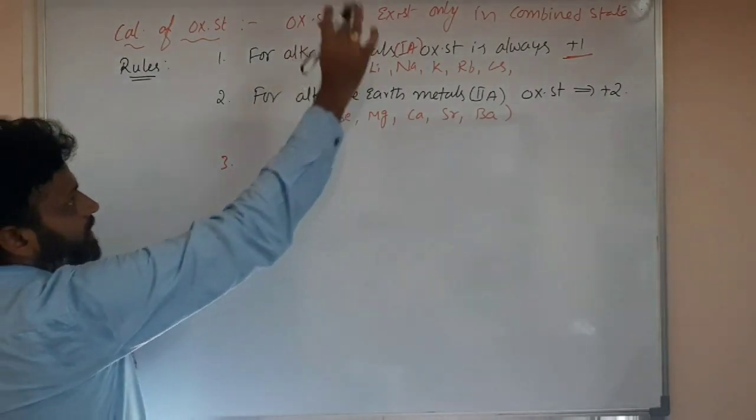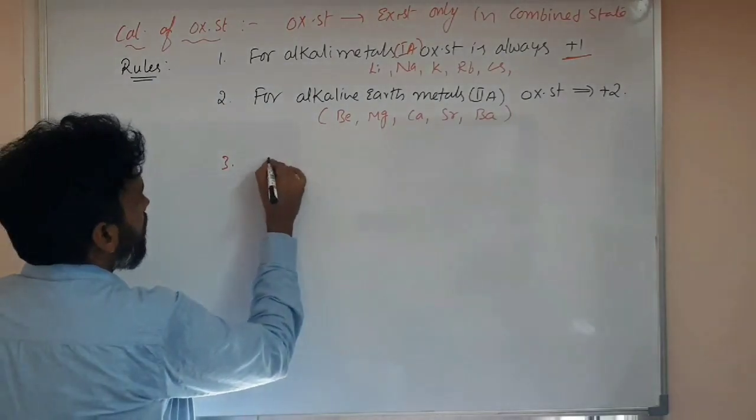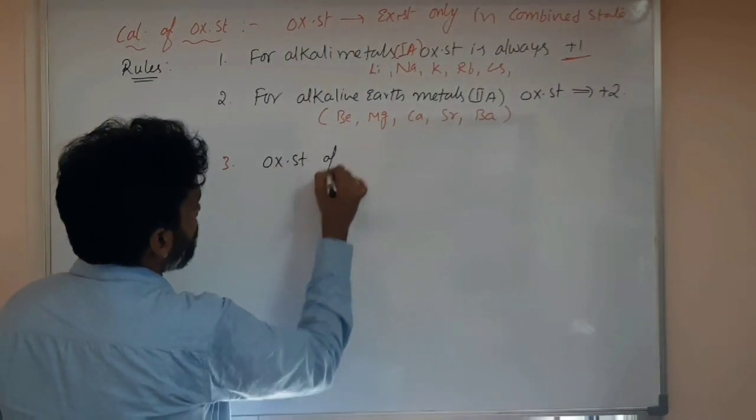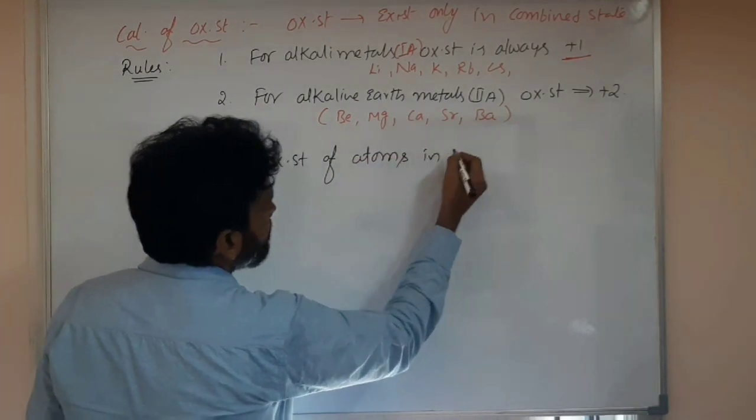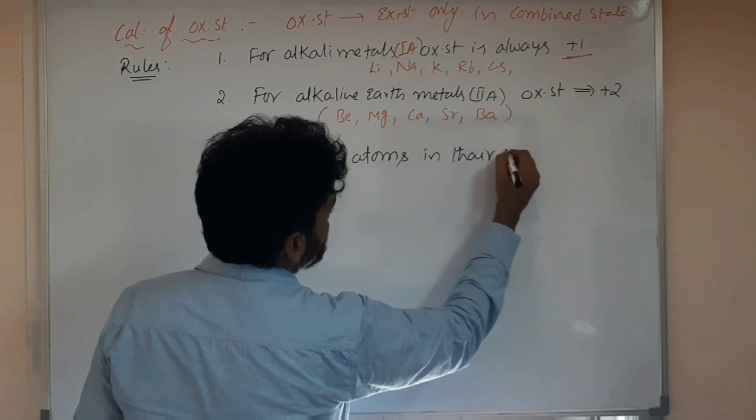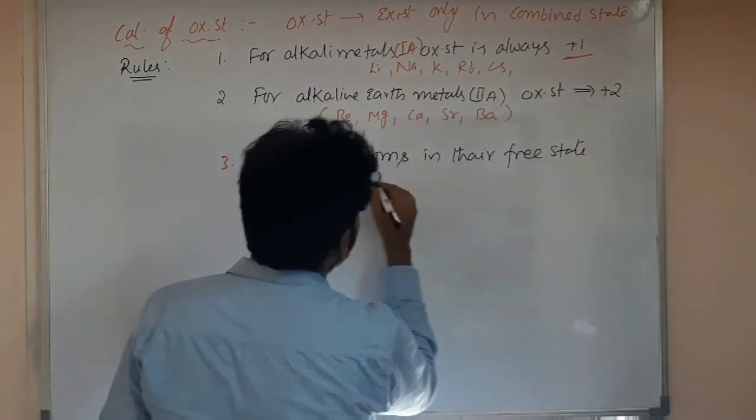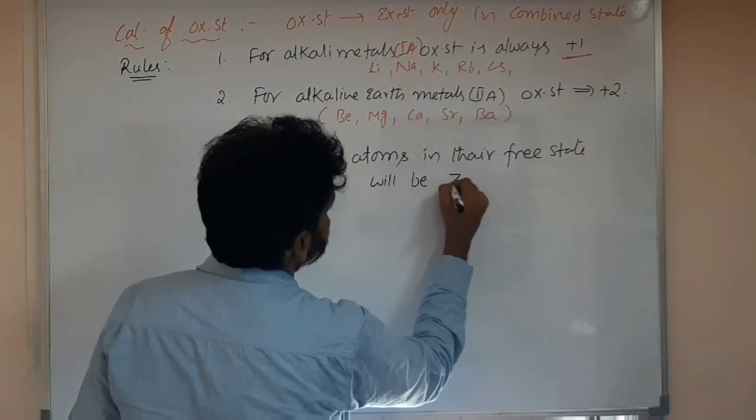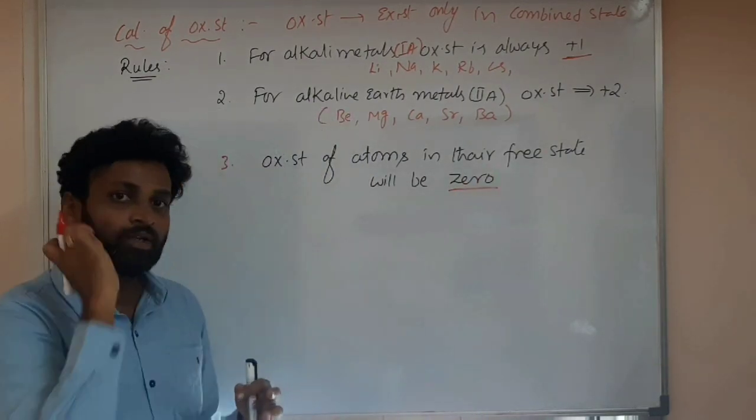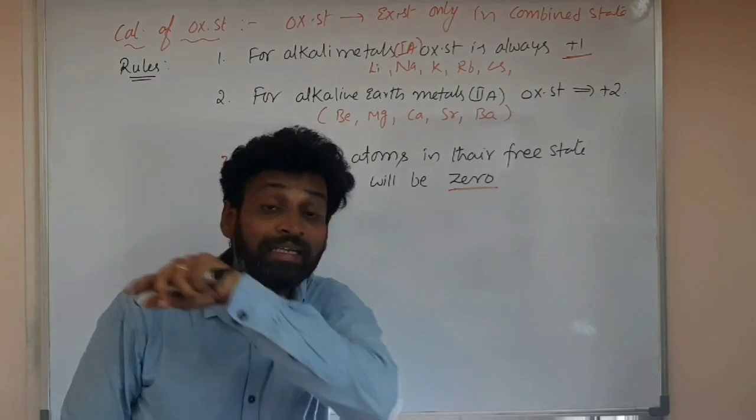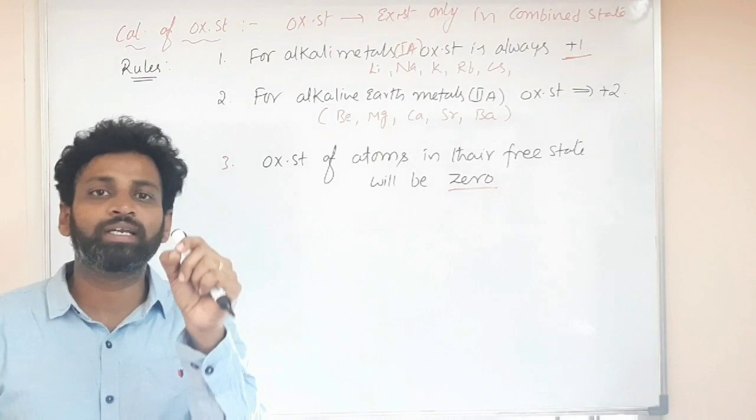And the next thing is third point. When oxidation state exists, I said in combined state only. So oxidation state of atoms in their free state will be 0. This is the most important thing. We also call that the elemental state. In elemental state, for atom, oxidation state we will consider 0.